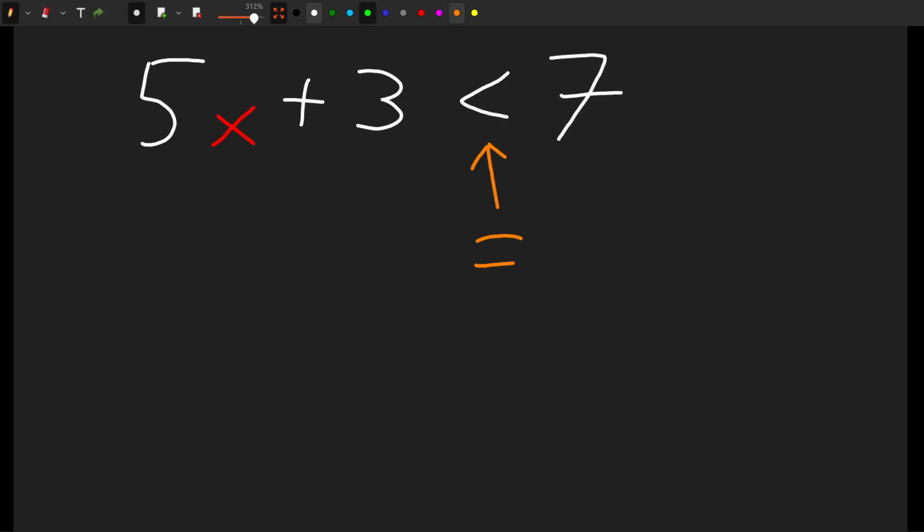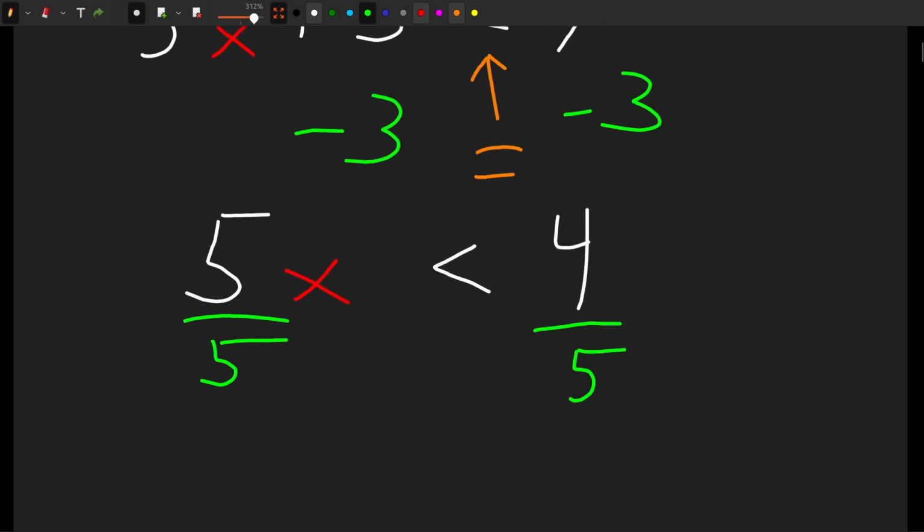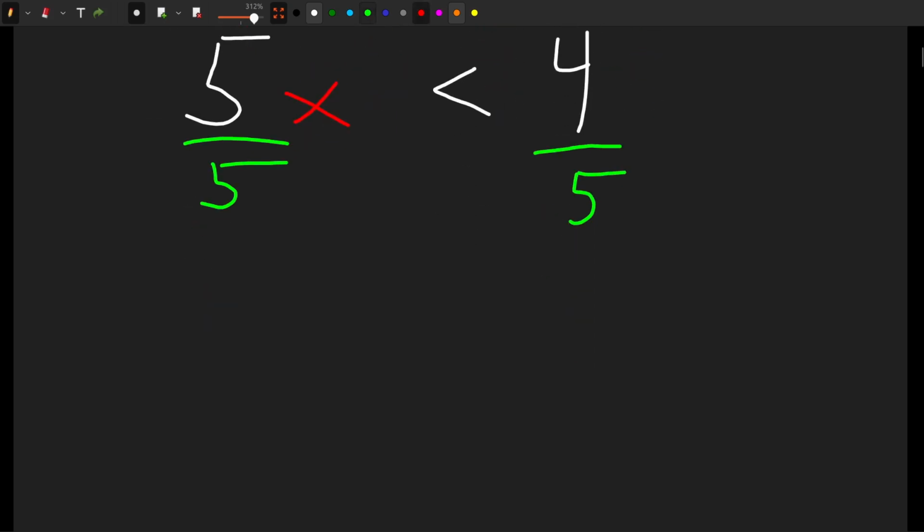So I see that we're adding 3, so I'm going to subtract 3 from both sides. I'm going to get 5x is less than 4. Then I'm going to divide both sides by 5, and I will get x is less than 4/5. And so that's how you can solve an inequality.